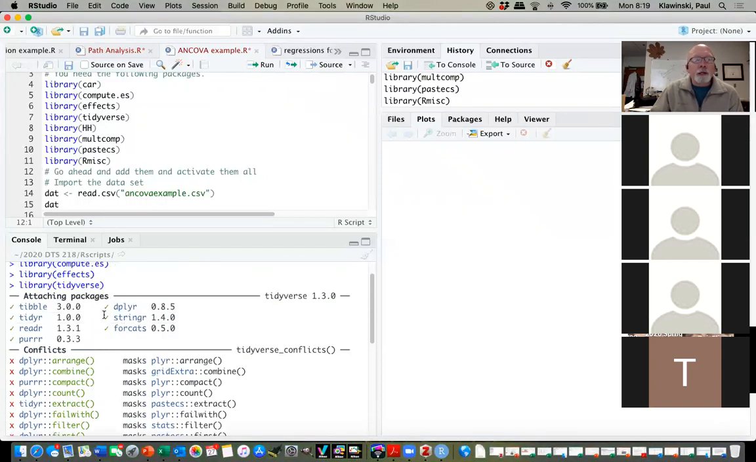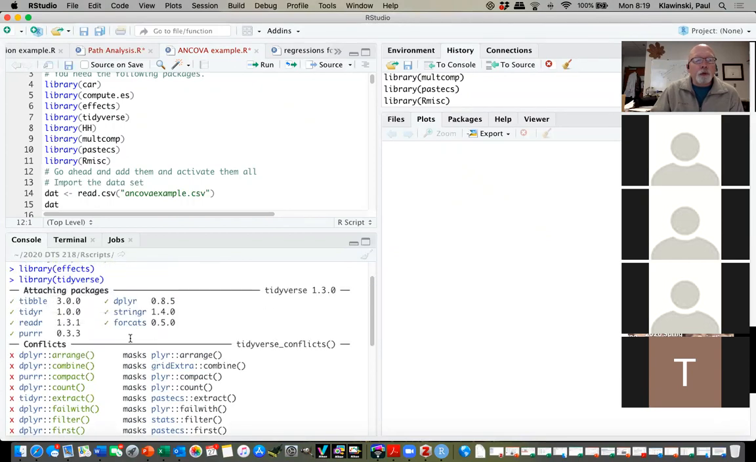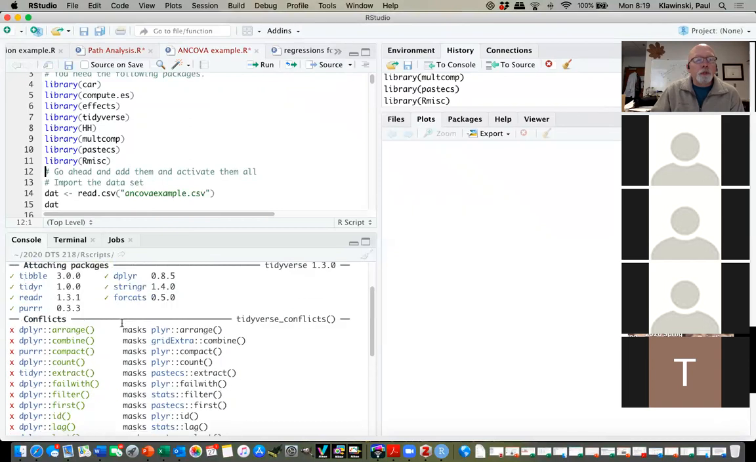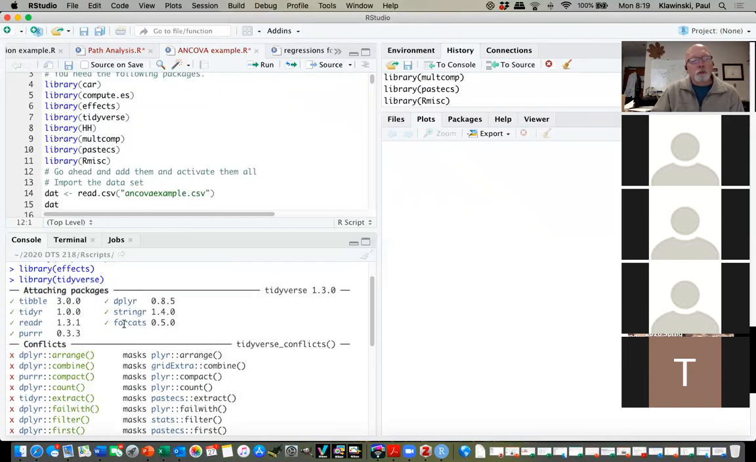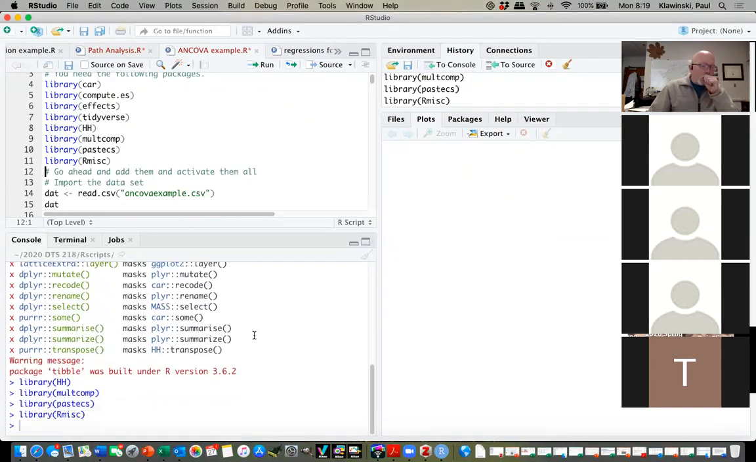You see that when I did the tidyverse, it loads tibble, tidyr, readr, dplyr, forcats. It loads... well, I'm pretty sure that ggplot is in there somewhere. I'm not sure why it's not appearing. I guess we'll find out in a few minutes.